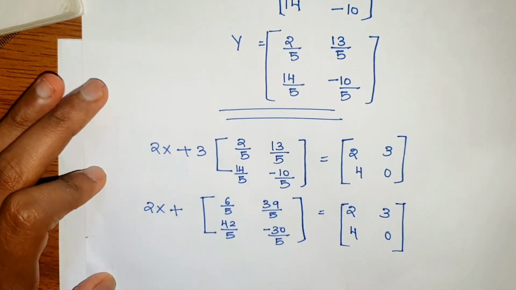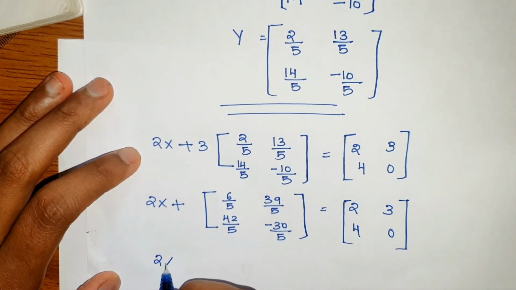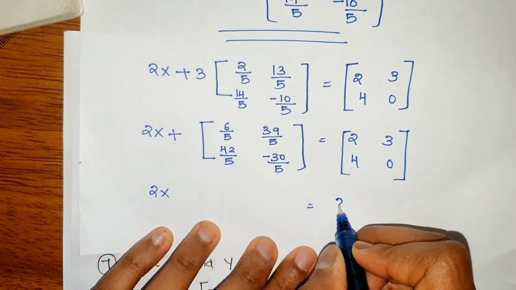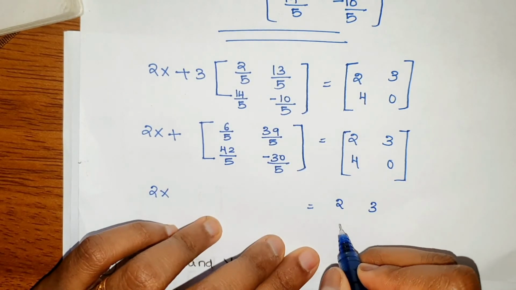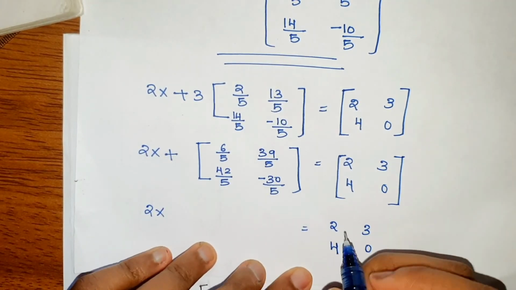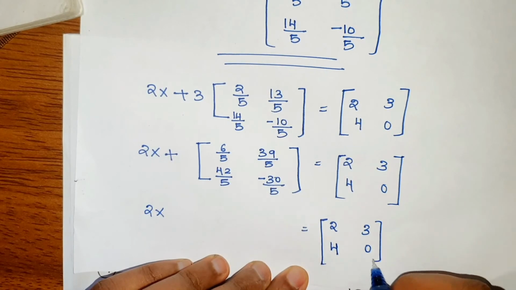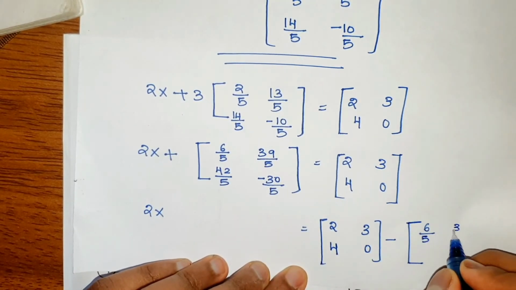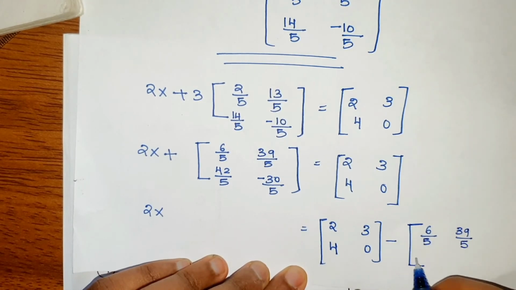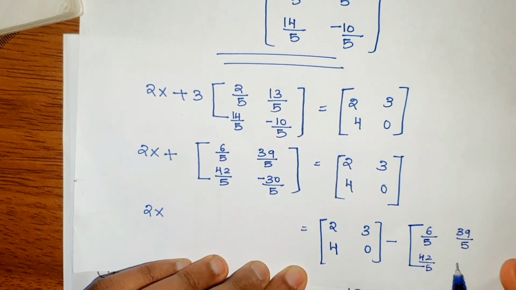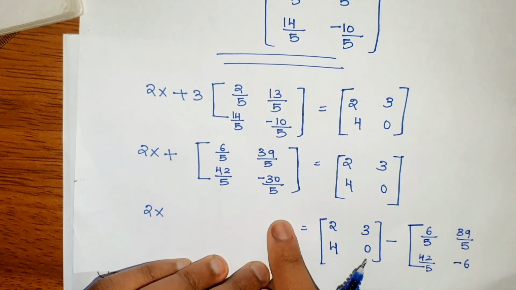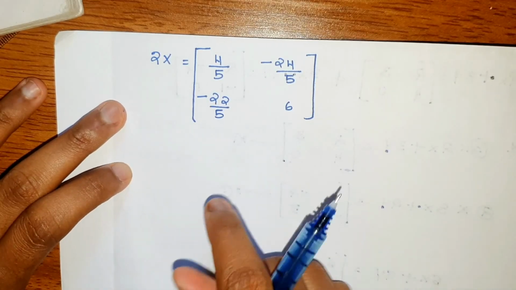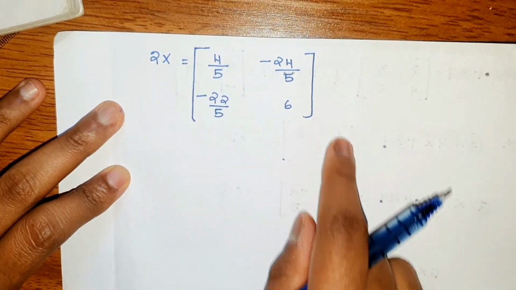So 2x is equal to this minus this. So 2, 3, 4, 0 is our matrix minus this matrix: 6 by 5, 39 by 5, 42 by 5, minus 6. Instead of minus 30 by 5, I am writing minus 6. So we can subtract. After subtraction, we get a matrix like this.